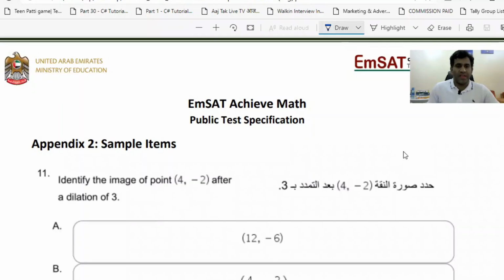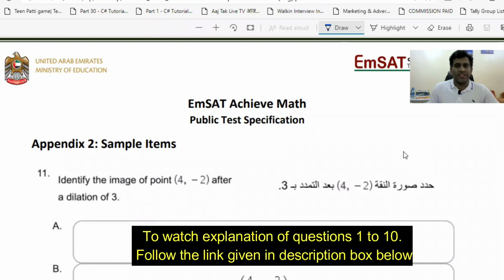In today's session, we're gonna discuss question number 11 to 15 from MSAT HU Math Test Sample Papers. So let's start. Question number 11 here is: identify the image of point 4 comma negative 2 after a dilation of 3. So let me tell you a dilation.